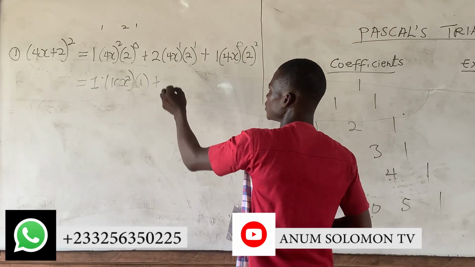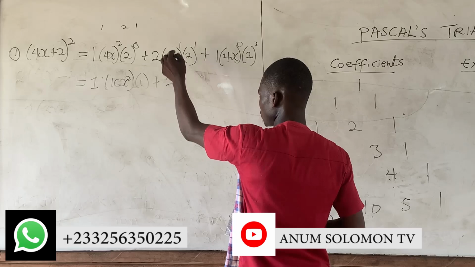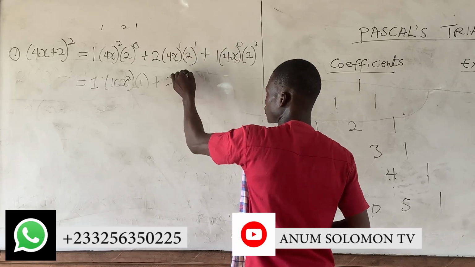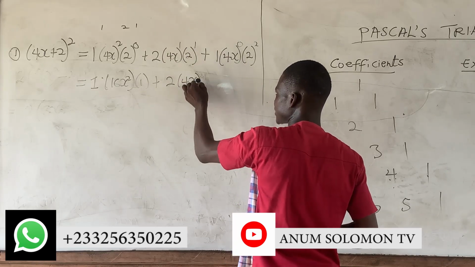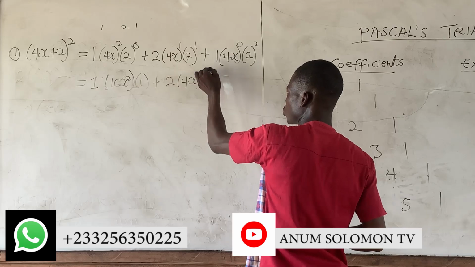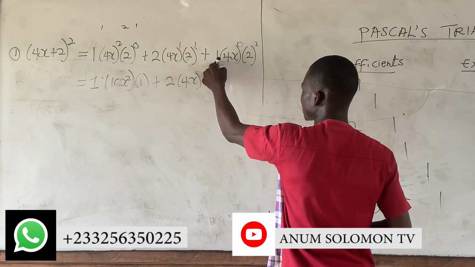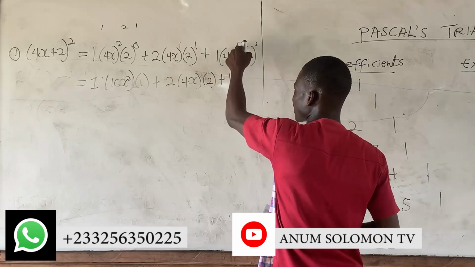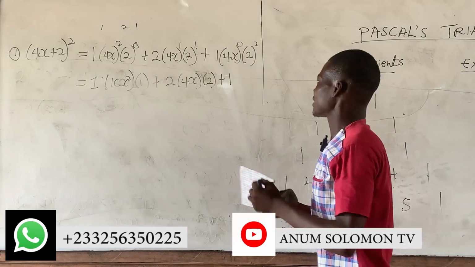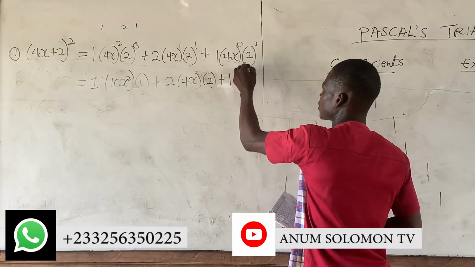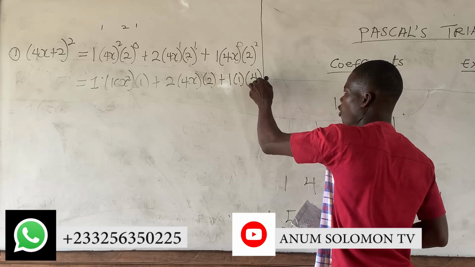Plus, we have our 2. 4 power 1 is 4, x power 1 is x. 2 power 1 is 2. Plus, the 1 here, 4x power 0 is 1. 2 power 2 is 4.